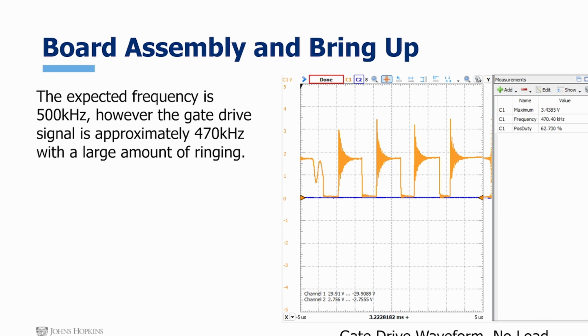So the expected frequency for the gate drive signal at no load was 500 kilohertz. However, I was measuring around 470 kilohertz with a large amount of ringing at the turn on portion of the MOSFET.